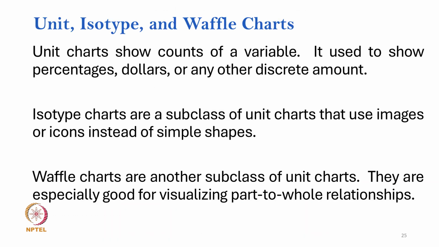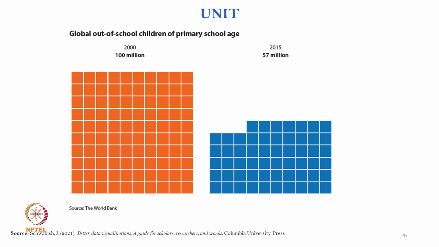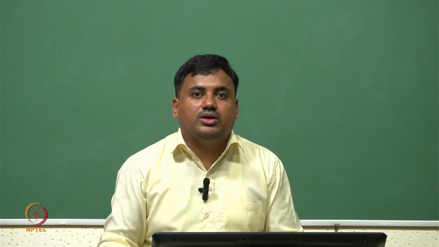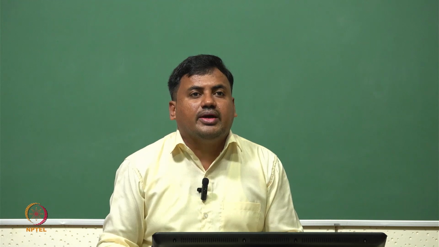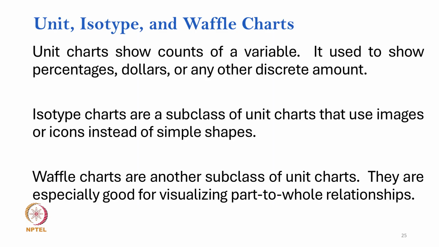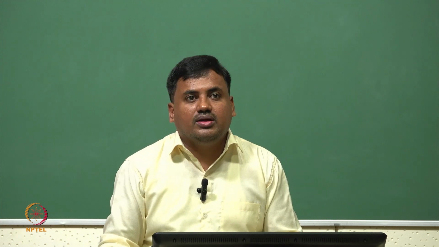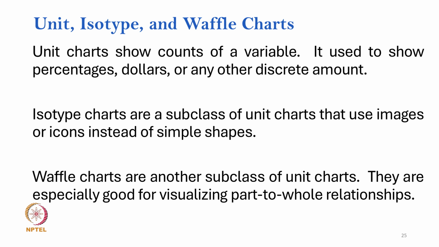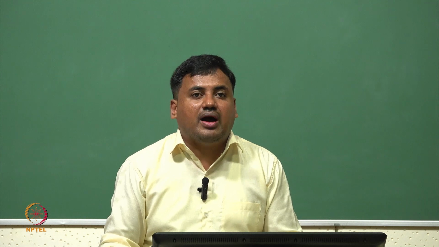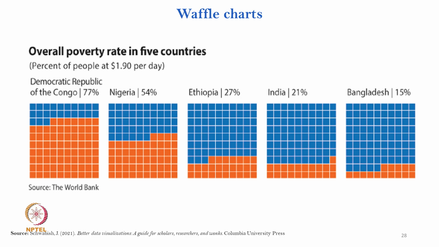Another category of charts are unit charts, isotype, and waffle charts. The unit charts show the count of variables, and each symbol can represent an observation or a number of units. We can use unit charts to show percentages, dollars, or any other numbers. Isotype charts are a subclass of unit charts that use images or icons instead of simple shapes. And waffle charts are another subclass of unit charts. They are especially good for visualizing a part-to-whole relationship.